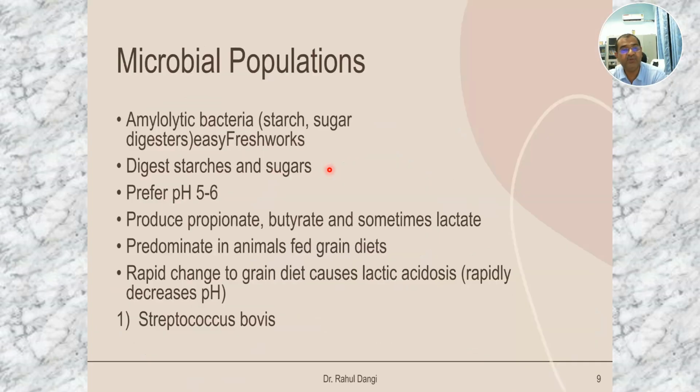Then, among the microbial populations, there are the amylolytic bacteria, the starch and sugar digesters, and they are the fresh workers because they utilize all these things for the production of the required material for the ruminant.